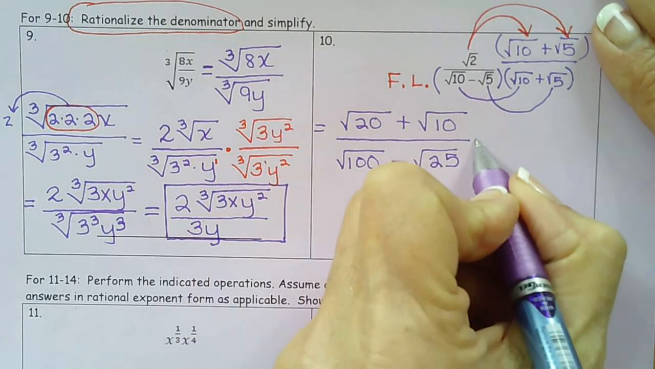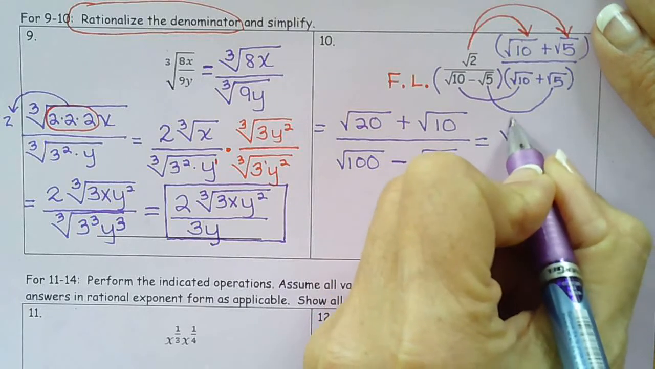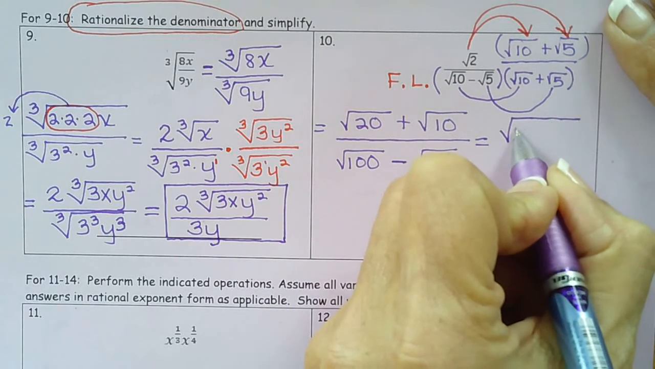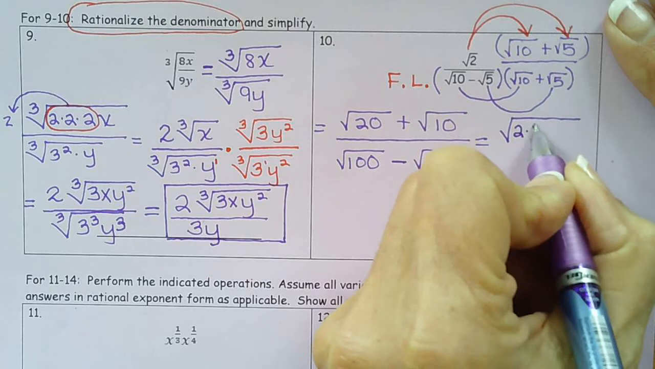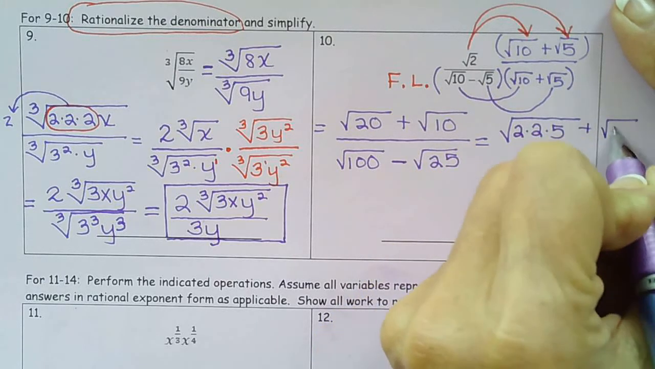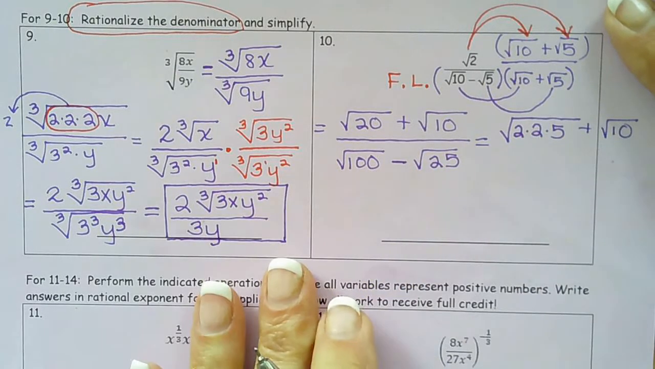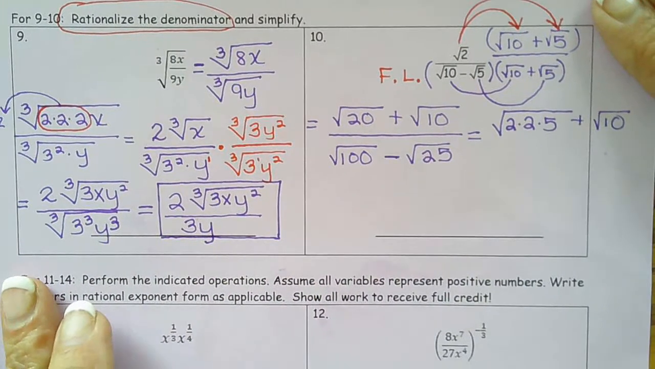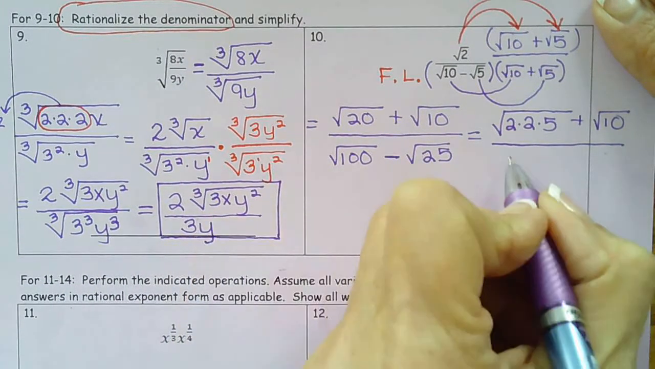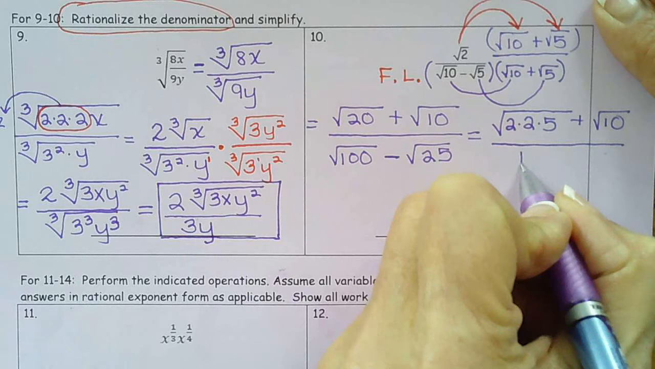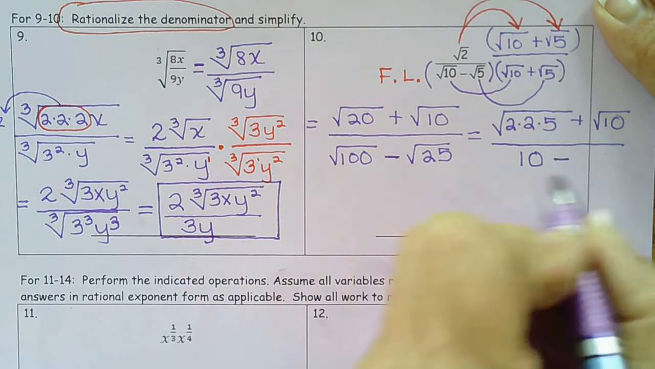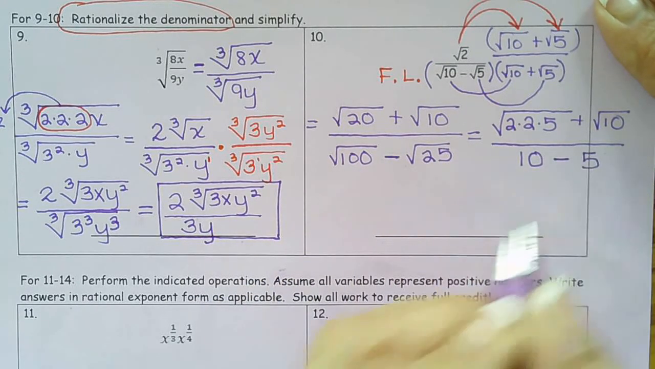So 3 of those radicals need to be simplified. So 20, like I said, is 4 times 5, which is 2, 2, and a 5. Plus radical 10 doesn't have any pairs, so we're going to leave it just like that. And the square root of 100 is just 10, minus the square root of 25 is just 5.